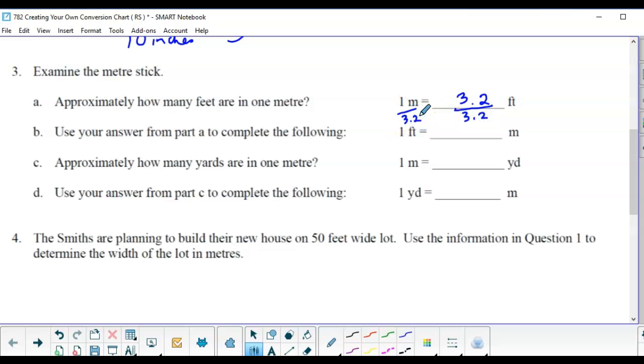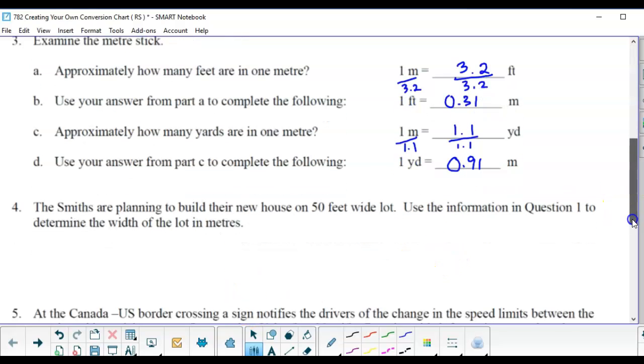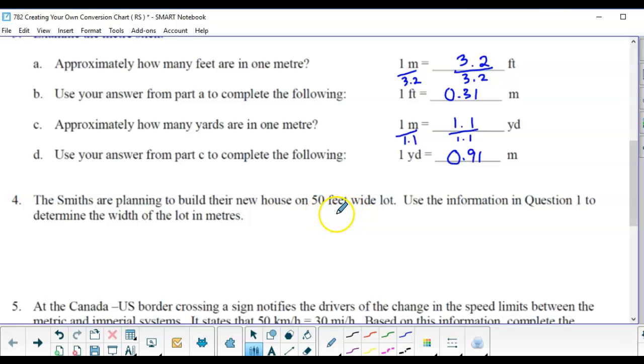If you do that, 1 divided by 3.2 is about 0.31. Okay, I'm only going to go to 2 decimal places. You can be more accurate. When you do accurate conversions, you're going to want to look at your formula sheet. Approximately how many yards are in a meter? I would say about 1.1. And so then dividing, 1 divided by 1.1 is 0.91 approximately.